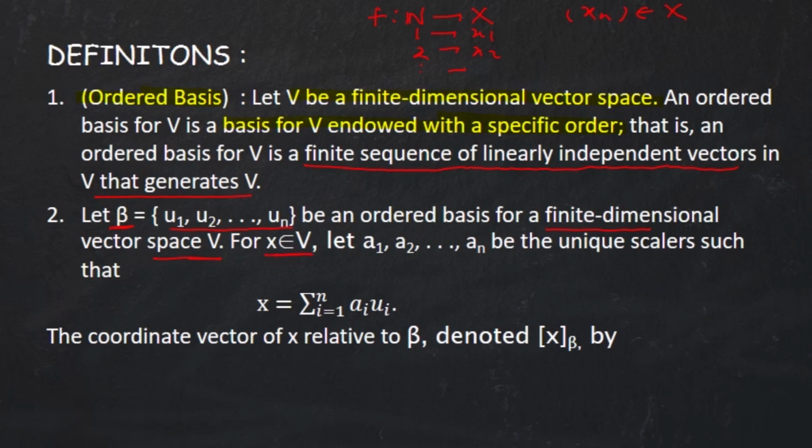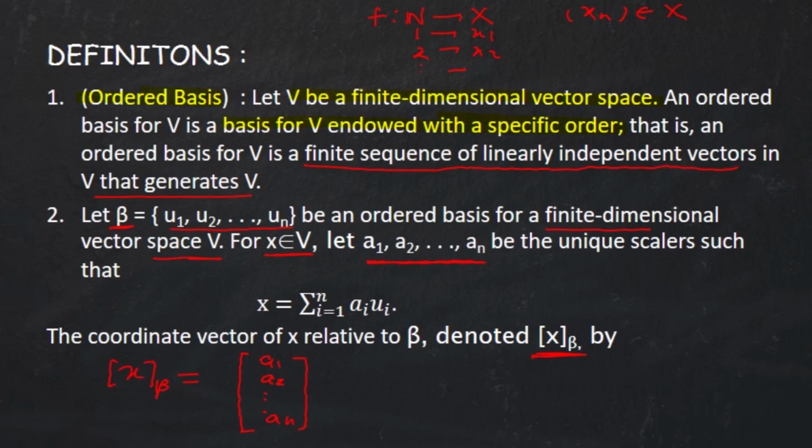So for x in V there exist finitely many scalars in the field, and these are unique because it is a basis, so the representation is unique, such that x is equal to summation ai ui. Then we define the coordinate vector of x relative to beta, which we denote as x beta. This is defined as the column matrix consisting of the scalars a1, a2, up to an. So this is x beta.